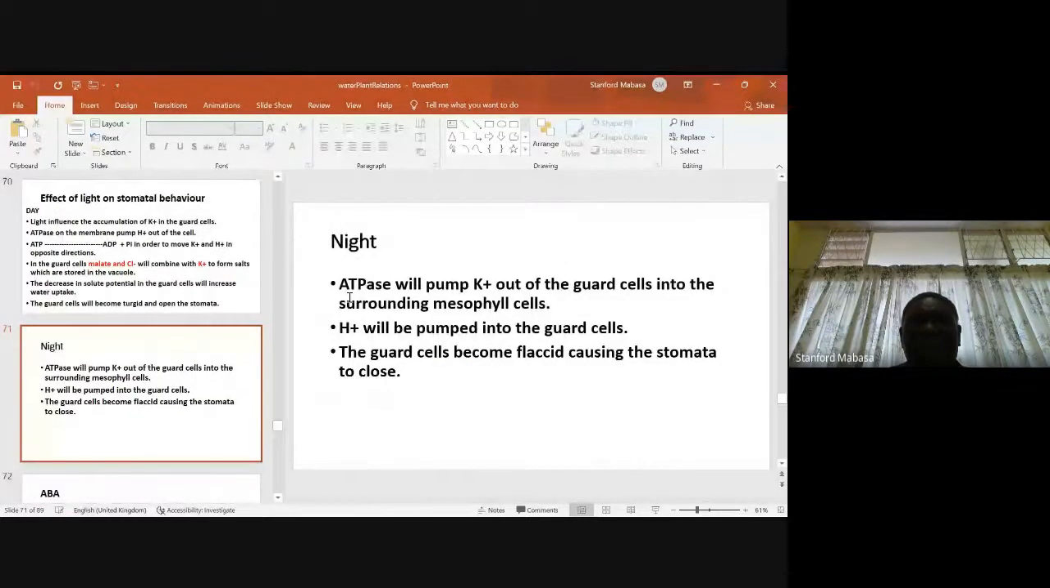And then what happens during the night? This enzyme ATPase will pump potassium out of the guard cells into the surrounding mesophyll cells. Actually, the opposite is now happening. Hydrogen now is pumped into the guard cells.